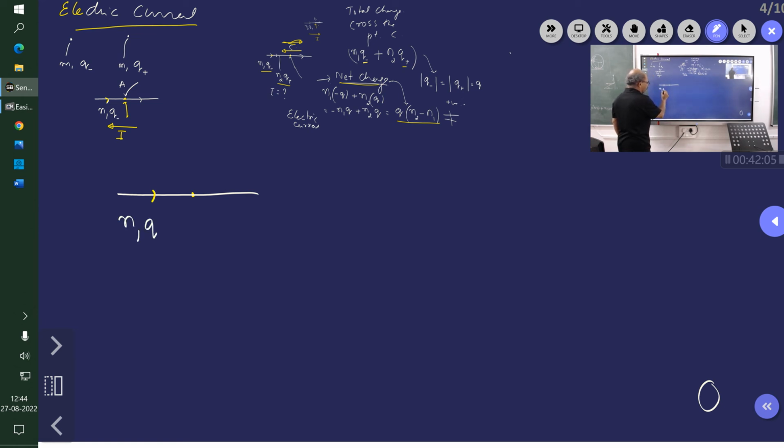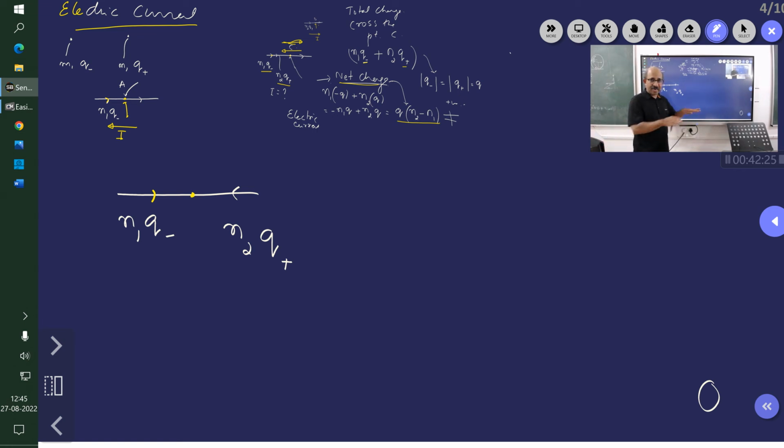N1 Q minus charges are moving like this. N1 Q plus charges are moving like this. Okay. Now what is the net charge crossing this point? Now watch out here.